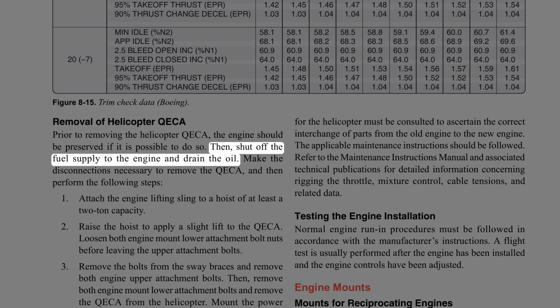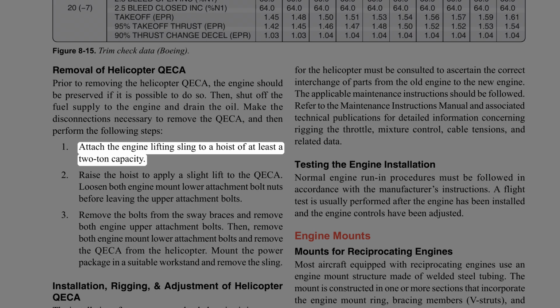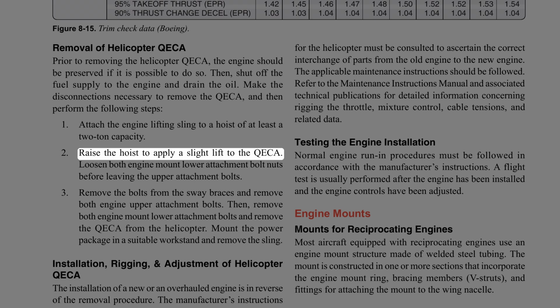Then, shut off the fuel supply to the engine and drain the oil. Make the disconnections necessary to remove the QECA, and then perform the following steps. Attach the engine lifting sling to a hoist of at least a 2-ton capacity. Raise the hoist to apply a slight lift to the QECA.